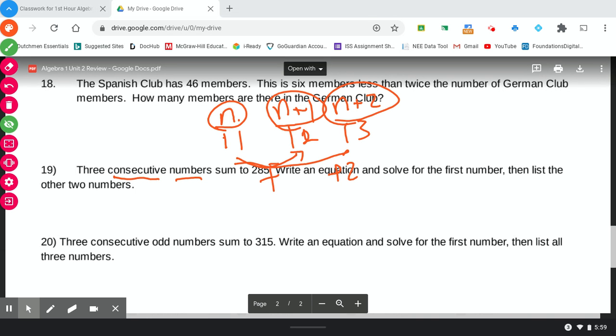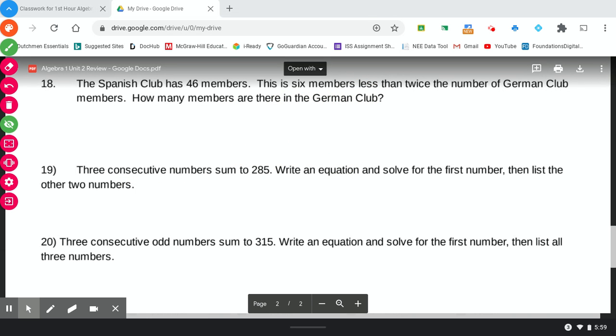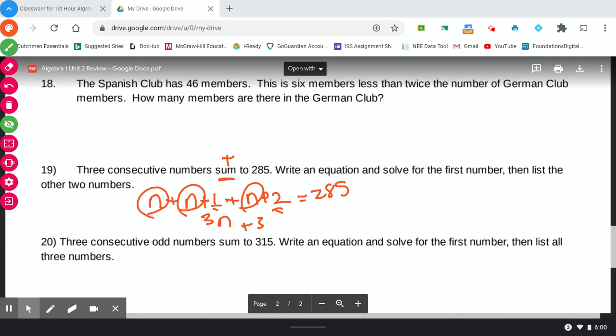Okay? And they want us to sum, the sum of those meaning addition. So we're going to take our n plus n plus 1 plus n plus 2, and we're going to add those all together to equal 285. All right? So now we've got to add our like terms together. We've got 3 n's, and then we have 1 plus 2 is a positive 3, equals 285.